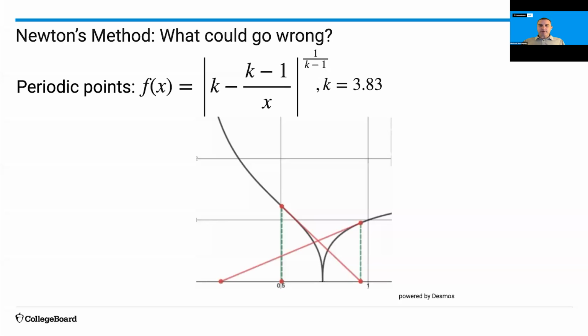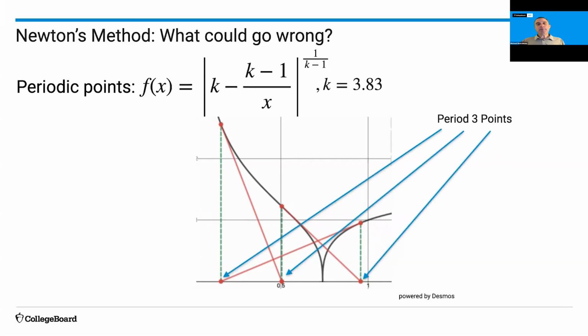If we run Newton's method, in three iterations, we return back to the initial estimate. That means that the three points on the x-axis are all period three points. Period three turns out to be sort of important in the theoretical side of all of this.